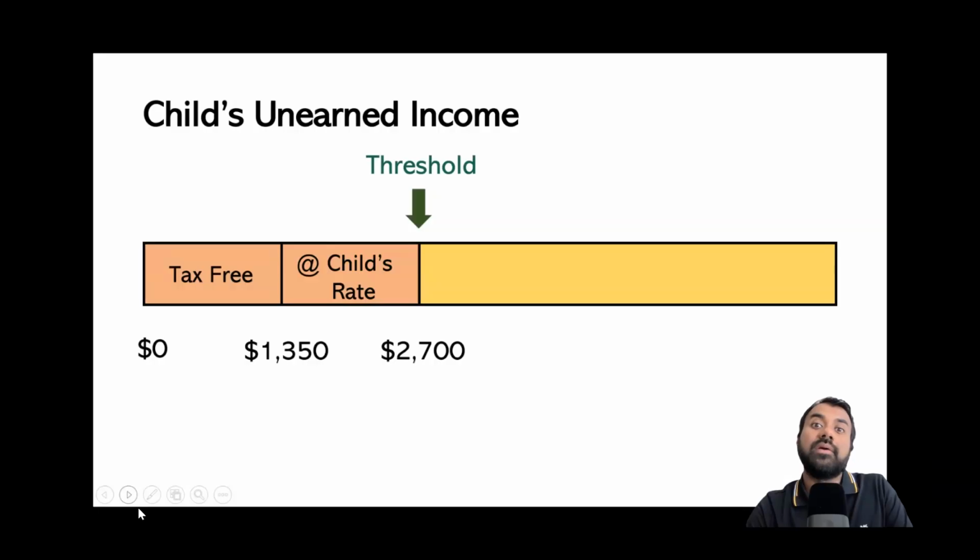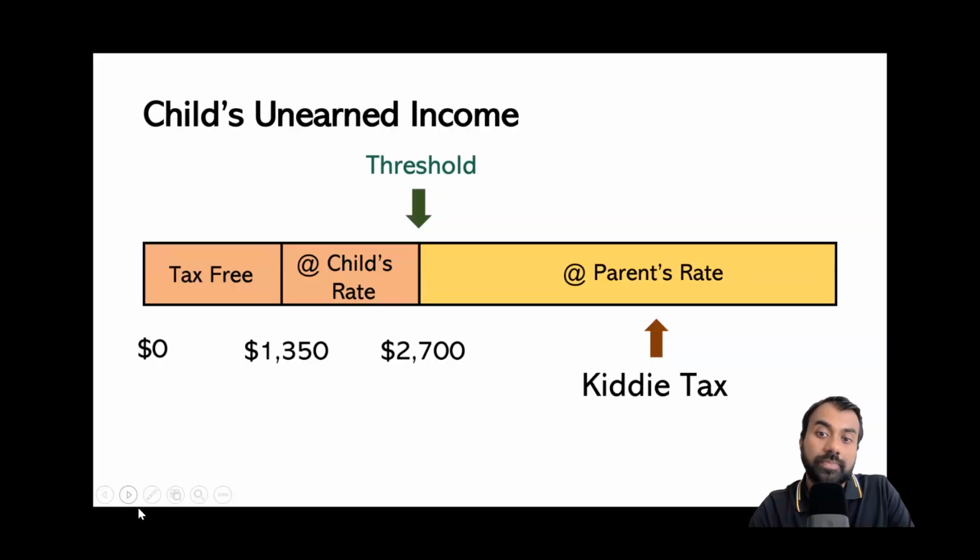So remember, the first part, that is 0 to half the threshold, is tax-free. And then half the threshold till the full threshold gets taxed at the child's rate, which will be the lower rate. And then anything above that threshold is going to be taxed at the parent's rate. That's the kiddie tax rule.